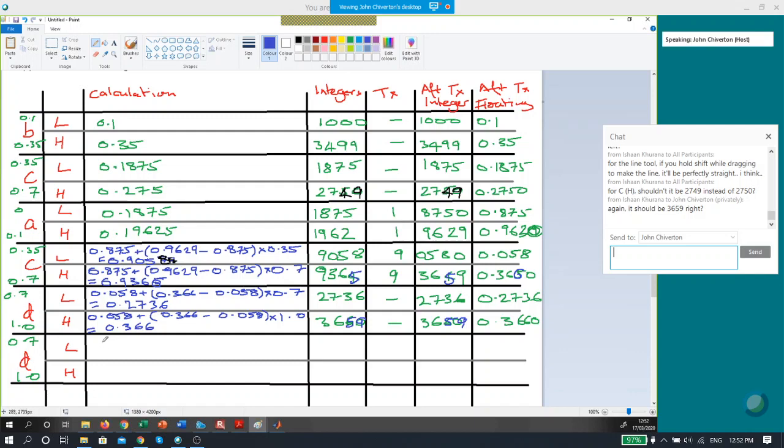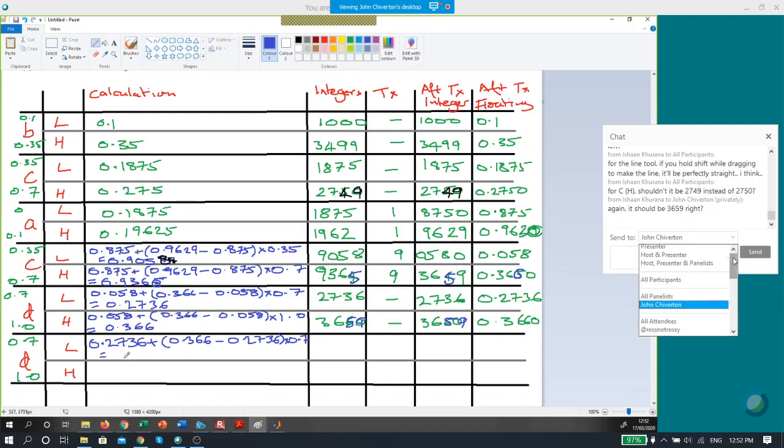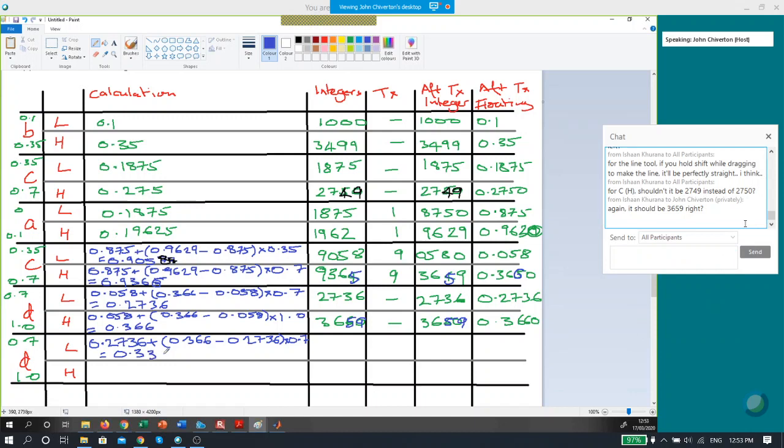And then for the final one, we've got the same calculations, 736 plus the upper times the lower for D. And that should be 0.3383. And then for the upper one, we've got the same, but that stays the same as what it is already.